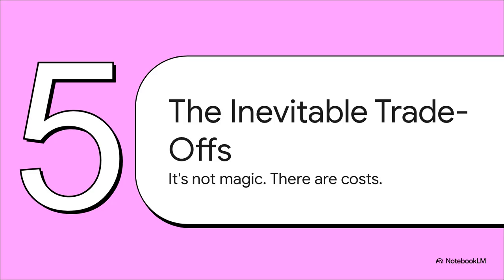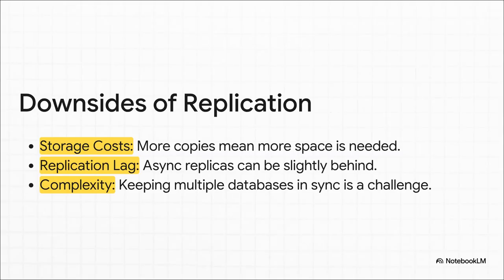Now, as powerful as this is, replication isn't some kind of magic bullet. If you're going to implement it, you have to be ready to deal with some very real trade-offs. There are really three main costs to think about. First, storage. It's obvious, right? More copies means you need more servers, more space, and that costs more money.